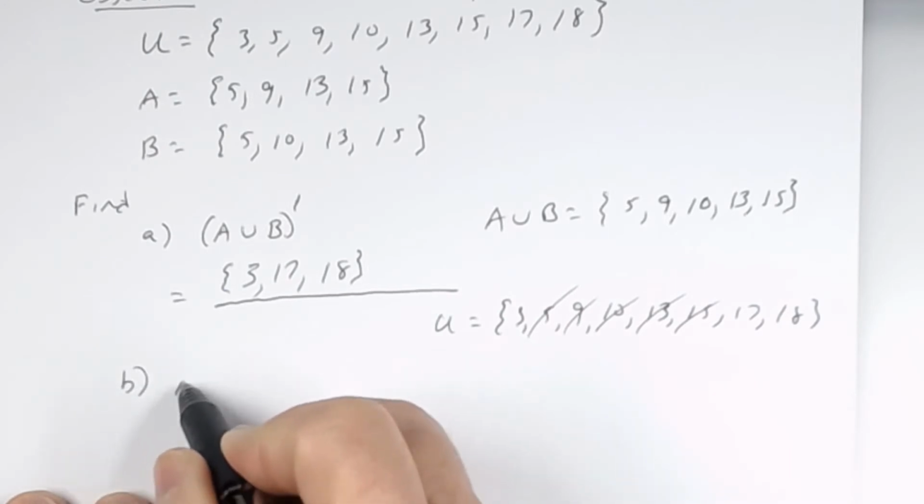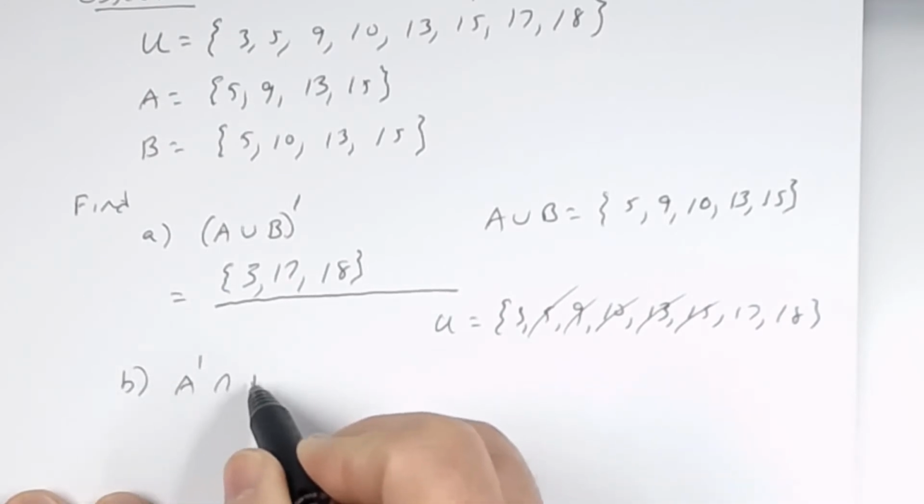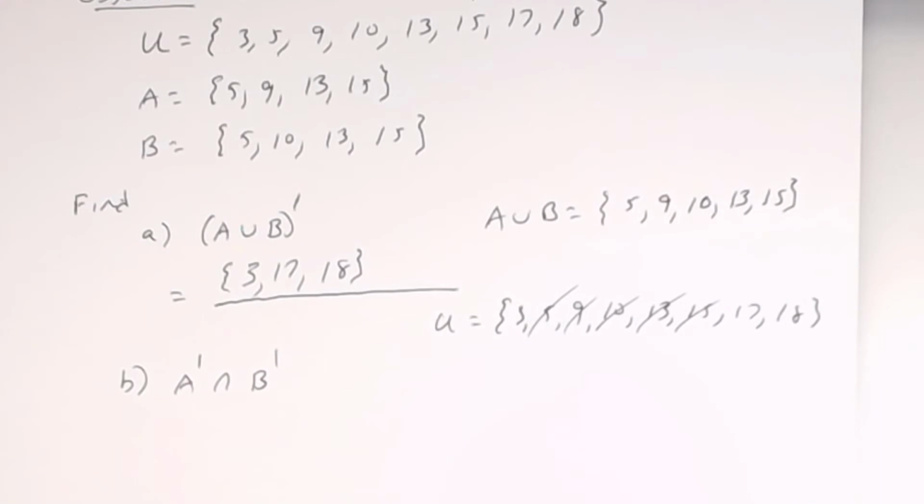All right, this says A complement intersect B complement. So notice part A had parentheses involved. Here I don't. So all you have to do is think about the approach you're going to take. I don't want to tell you what to do. I want you to tell me what you think you may need to do. If I want to find A complement intersect B complement, what's the first thing you're going to do? Find the complement of A first. Yep, that's what I would do.